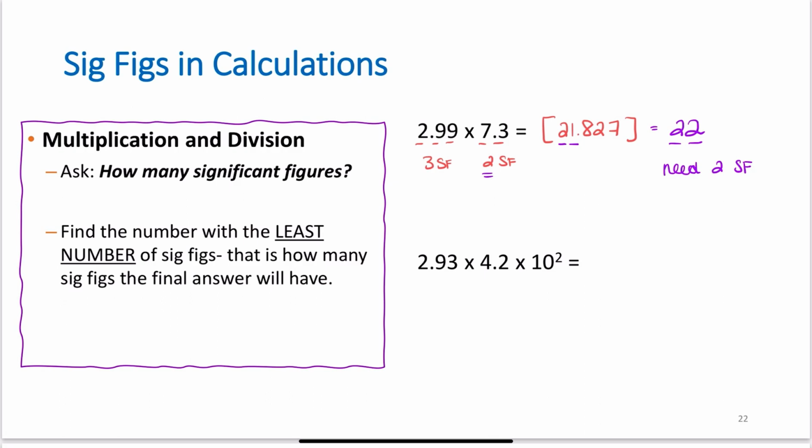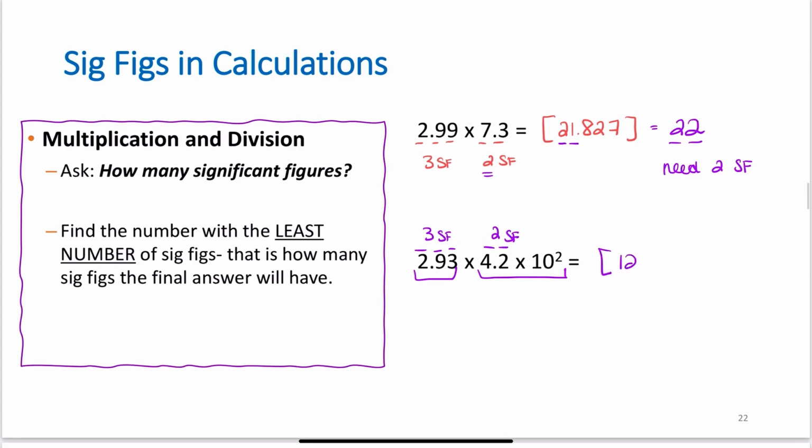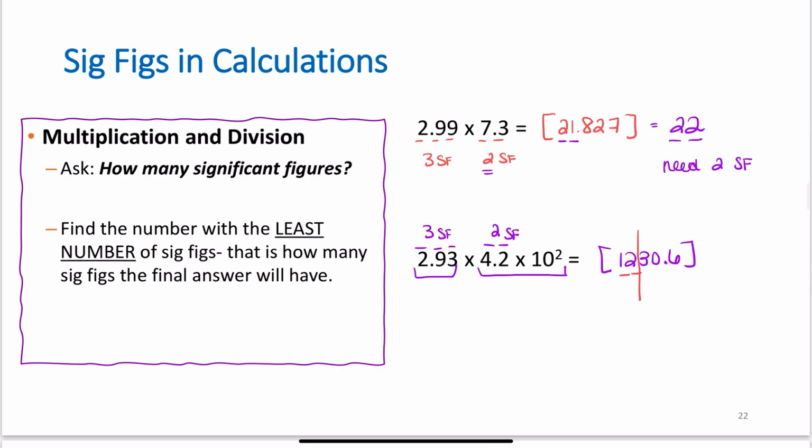Next, 2.93 times 4.2 times 10 to the second. I know it's hard to read it like this, but this is like 1 unit. This has 1, 2, 3 sig figs. This has 1, 2 sig figs. When I multiply these together, I get a calculated value of 1230.6. 3 sig figs, 2 sig figs. 2 is the smaller number. I need to cut my number right here, so I'm going to round this to 1200, or as some students prefer, 1.2 times 10 to the third. Either one of those would be valid, but they both have 2 sig figs.